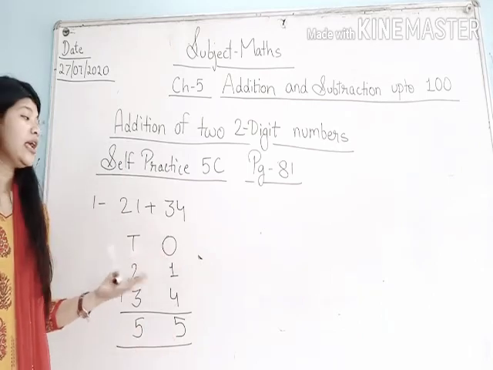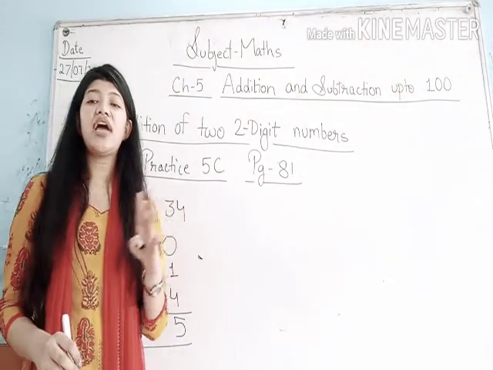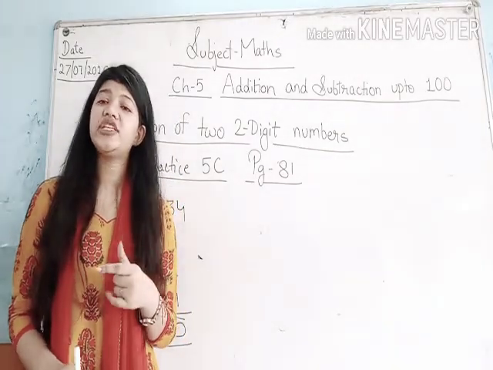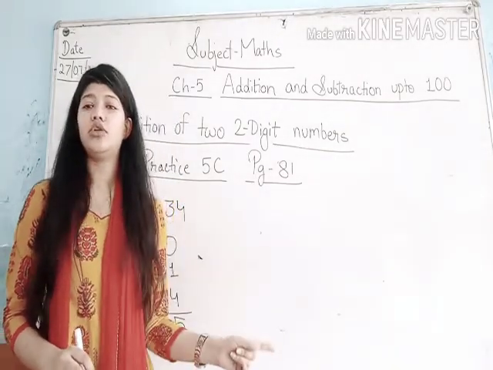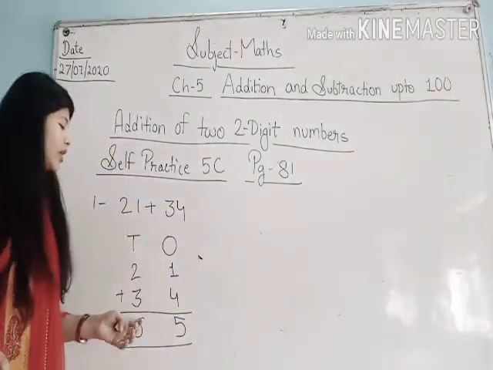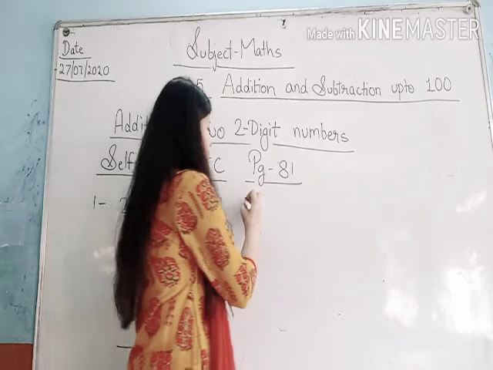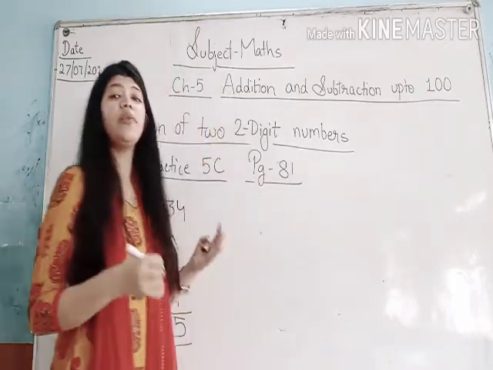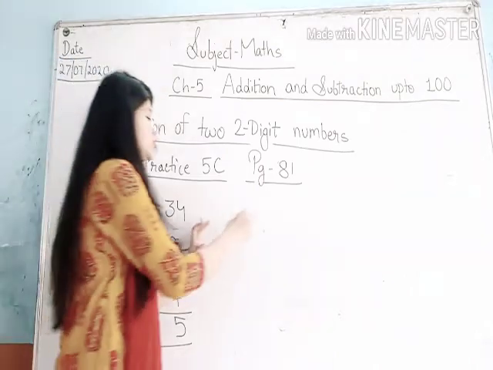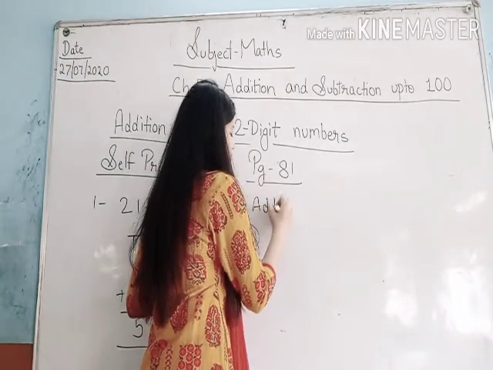Second method. Now the second method you don't have to do in your book. I am just explaining it to you because questions can come in that method also. So keep it in practice. Clear? Now let's practice the second method. What will be our first step? Our first step will be adding ones. So let's add ones first.